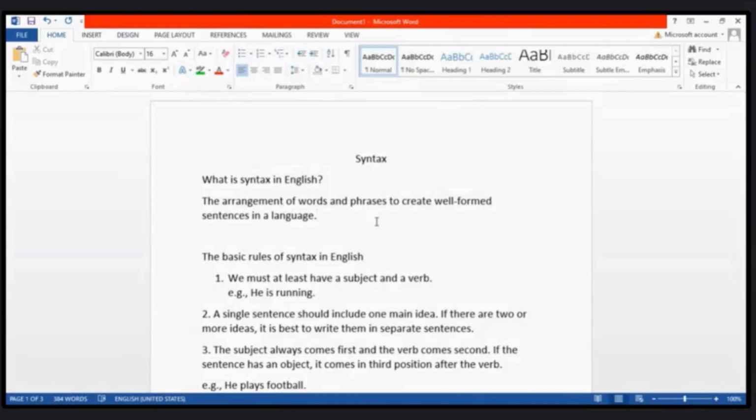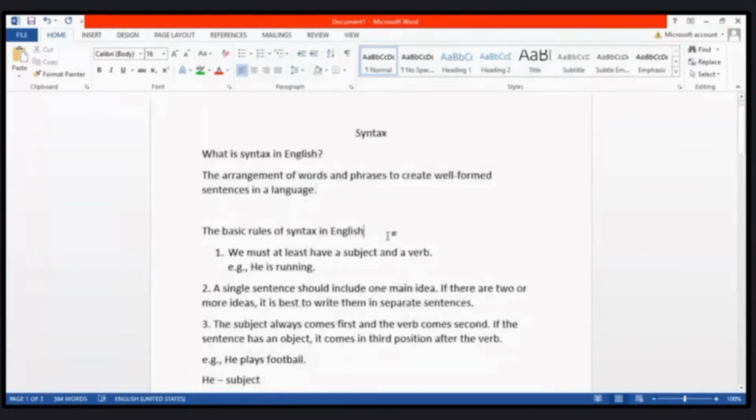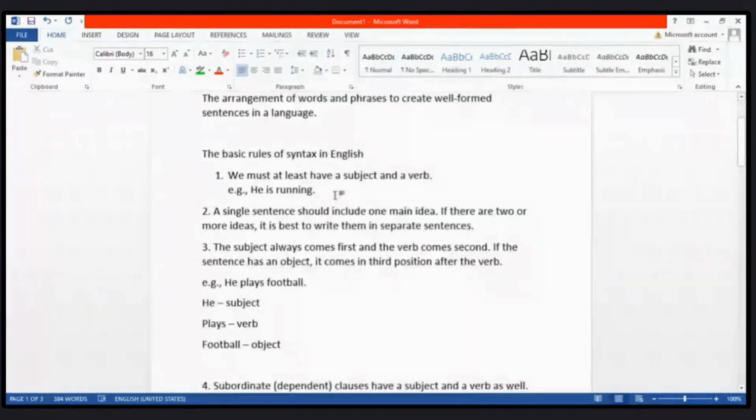As I said previously, what is syntax in English? So in English, syntax means the arrangement of words and phrases to create well-formed sentences in the English language. Now, obviously, before we go through the structure, we have to understand the basic rules of syntax in English. All right. So the first basic rule is that we have to have at least a subject and a verb.